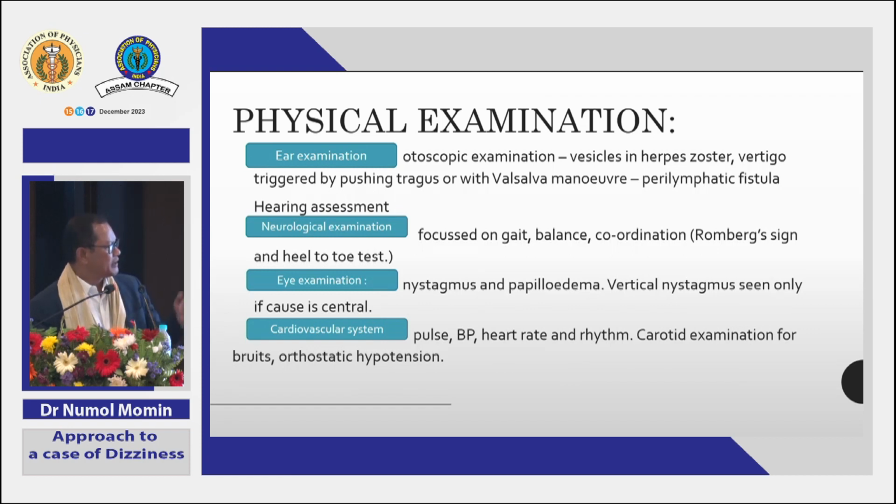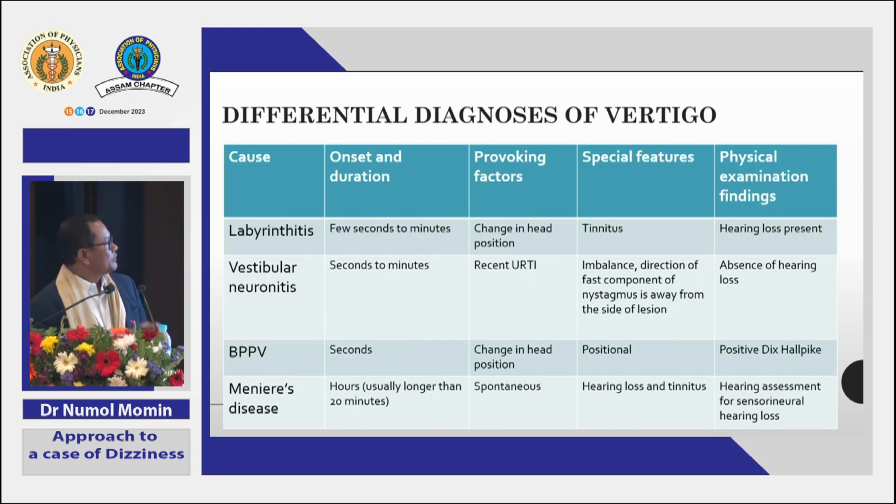And cardiovascular examination is very essential. Pulse, BP, heart rate and rhythm are very important. Sometimes there is a cardiological cause, heart block also. You can clinically assess if there is some problem, then it leads to further investigation of the cases. And of course, carotid bruit also we have to check to rule out cardiovascular diseases.